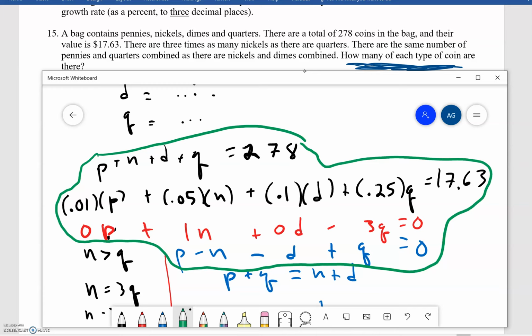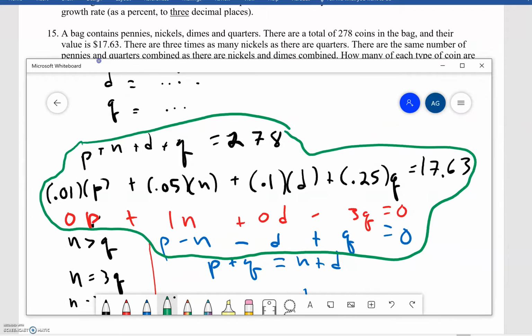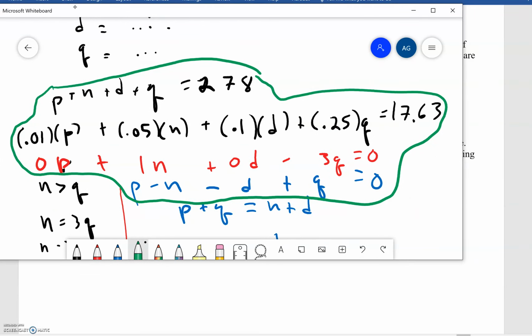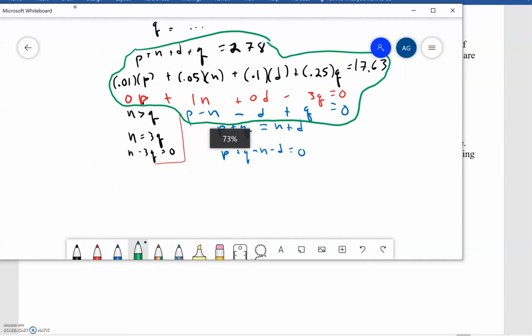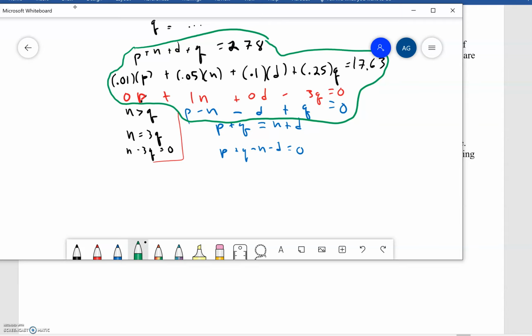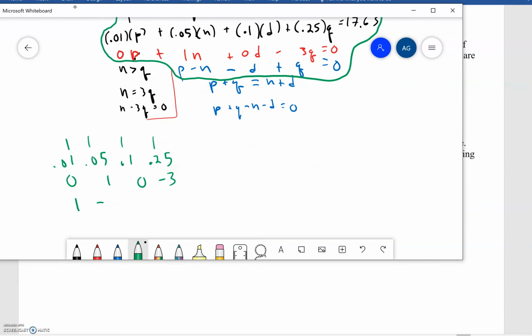So from that, we need to get a matrix and then solve the matrix. Let me make myself a little room. I'm going to temporarily shrink this. My matrix will be 1, 1, 1, 1. This is matrix A of coefficients. Then 0.01, 0.05, 0.1, 0.25, 0, 1, 0, minus 3, and 1, negative 1, negative 1, 1. That's from the fourth equation. So that's kind of a mess, but that's it.